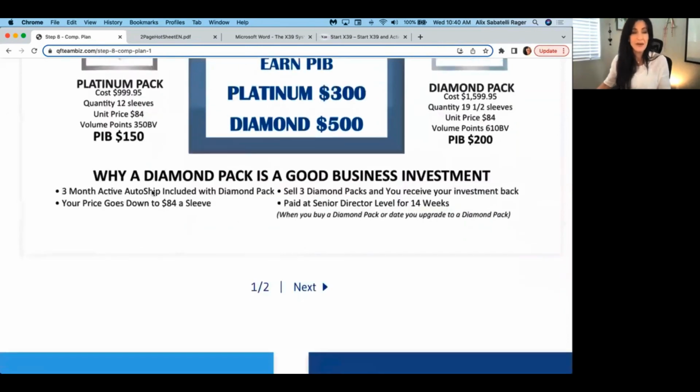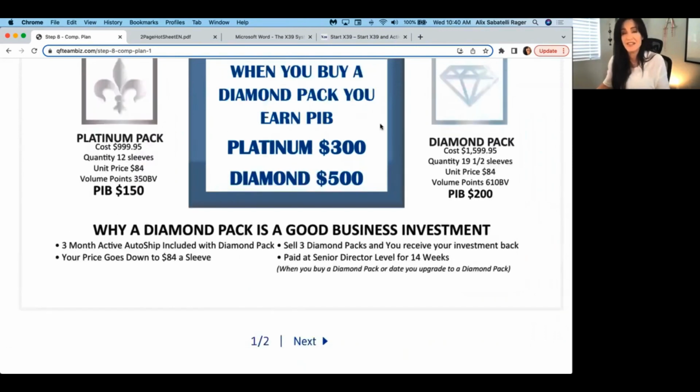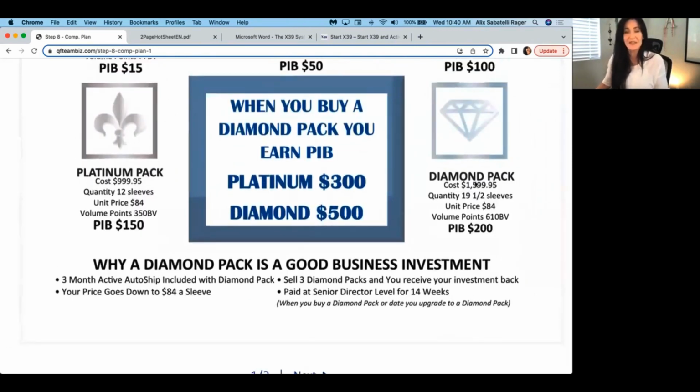So you'll see here at the bottom, why is a diamond pack a good investment for your business? 3-month active auto ship is another part of it. I forgot to tell you. So that's the other really cool part, is when you upgrade or when you come in at the diamond level, you don't have to worry about your active status or that personal volume, because for 3 months at least, they are going to take care of that for you.